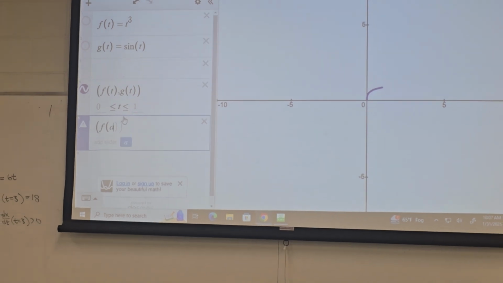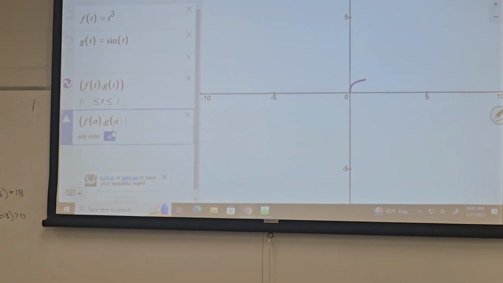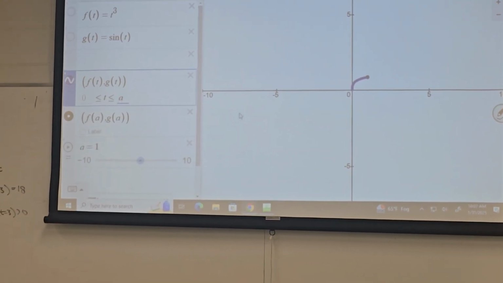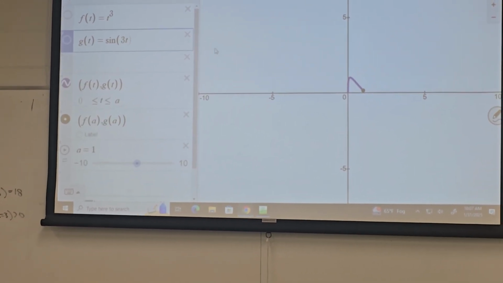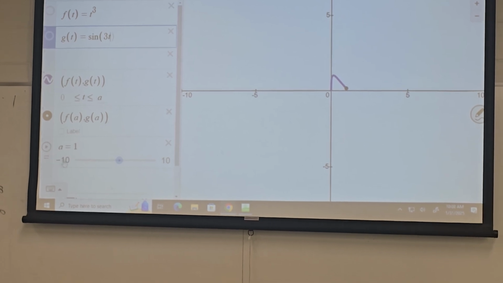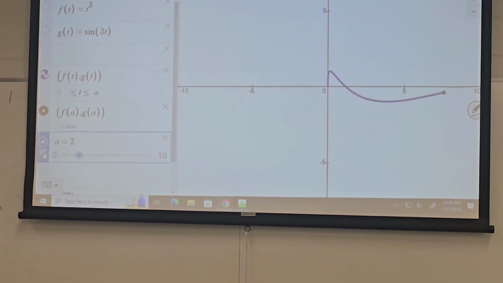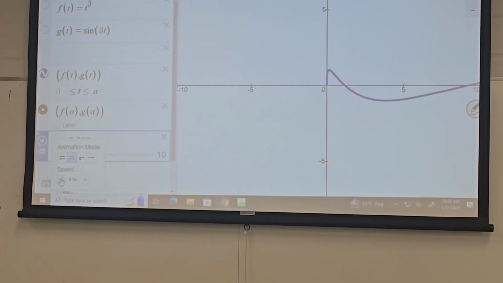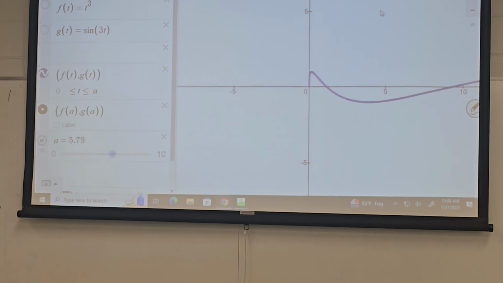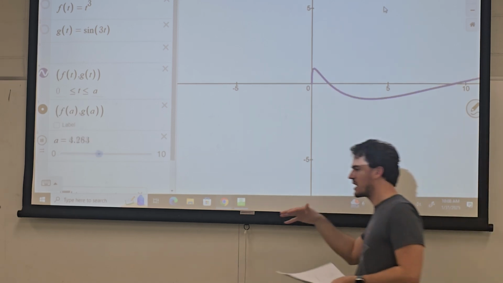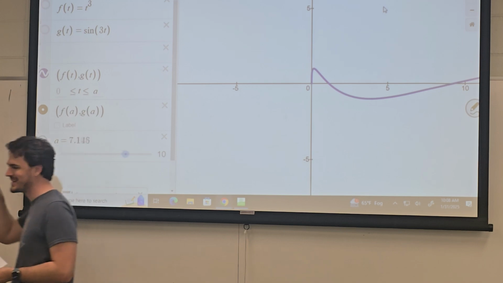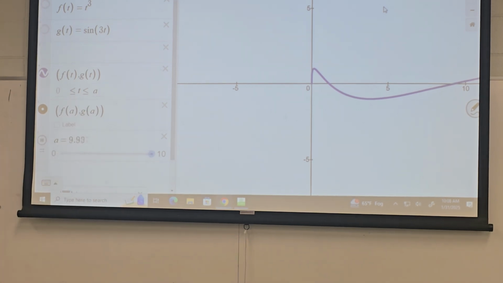Then have the point f of a, comma, g of a. Again, now you can just come up here and change it in your top equation, and it will change all the way through. Have the animation speed going only one direction. Once you're satisfied with what it looks like, go ahead and save it. So now anytime you're working in Desmos 2D, you have saved parametric equations. You can just type it in and it starts animating for you.